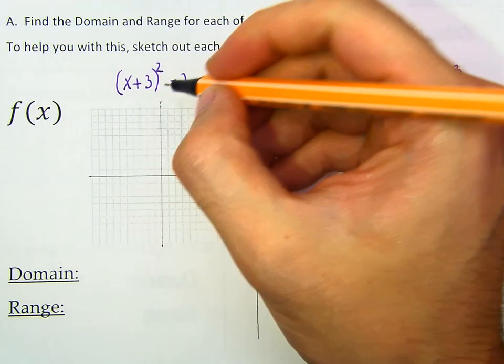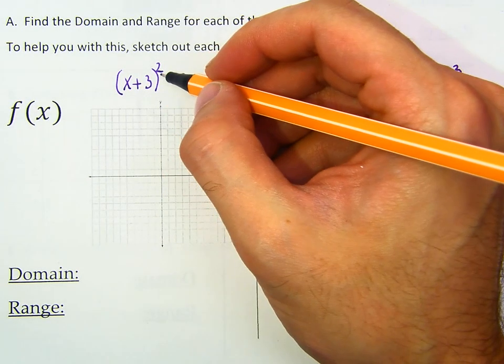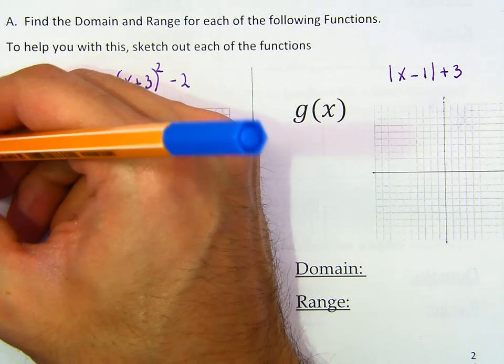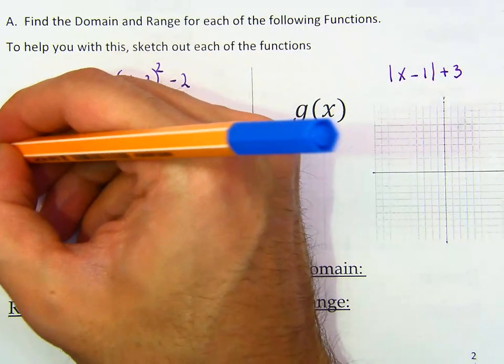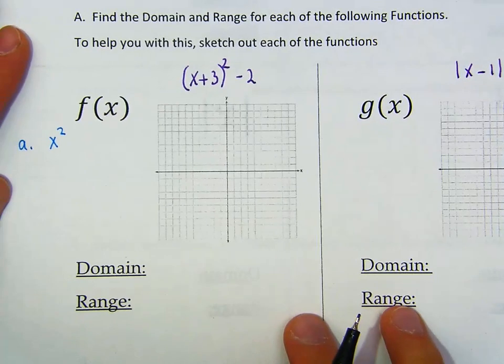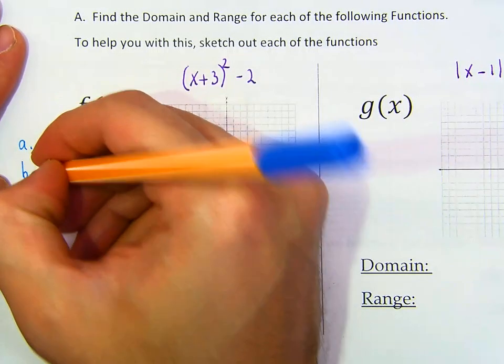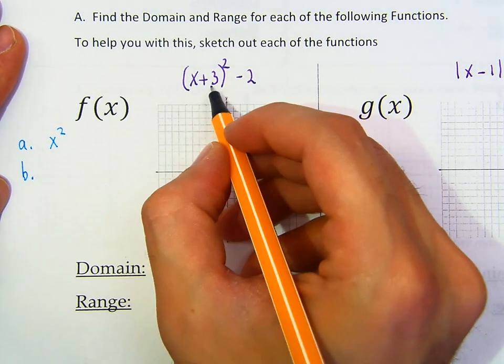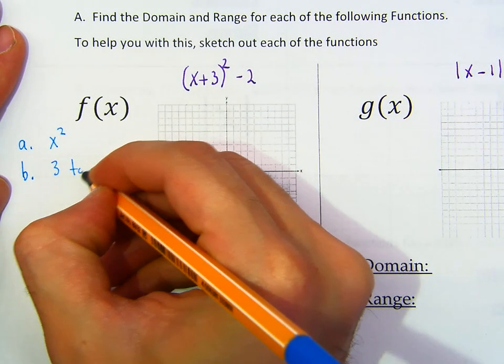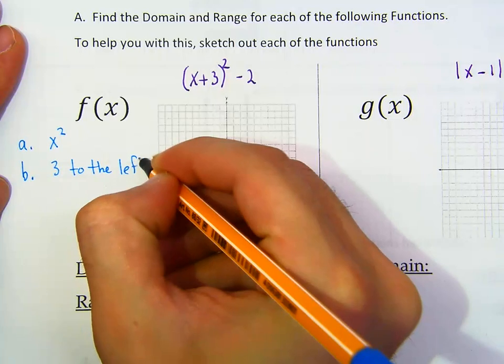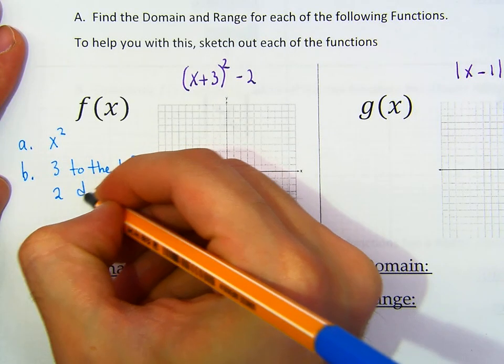Let's see, how do you graph it? So (x + 3)². Here, the parent function, just like the homework from yesterday, is x². How is it being transformed? This is 3 to the left, and this is 2 down.